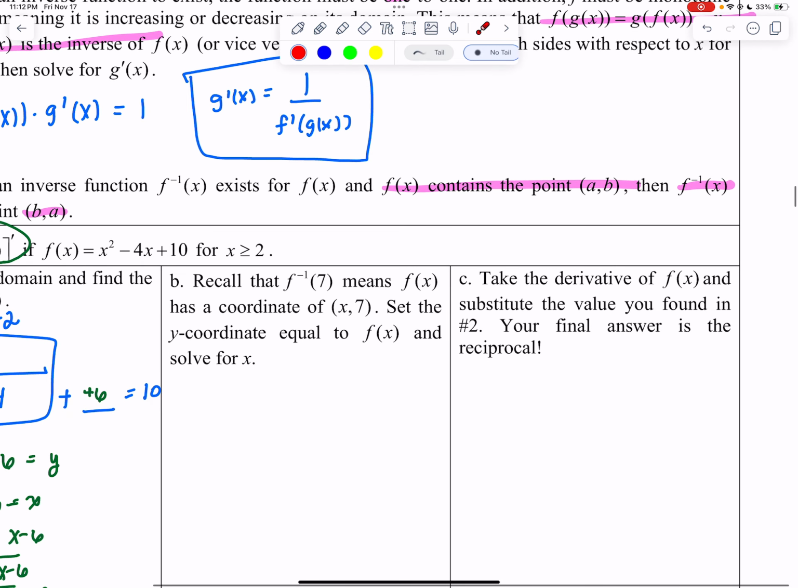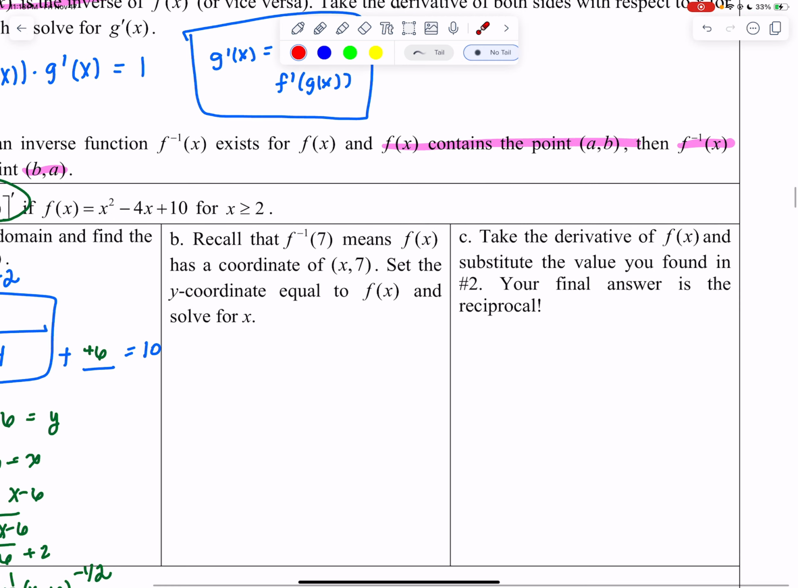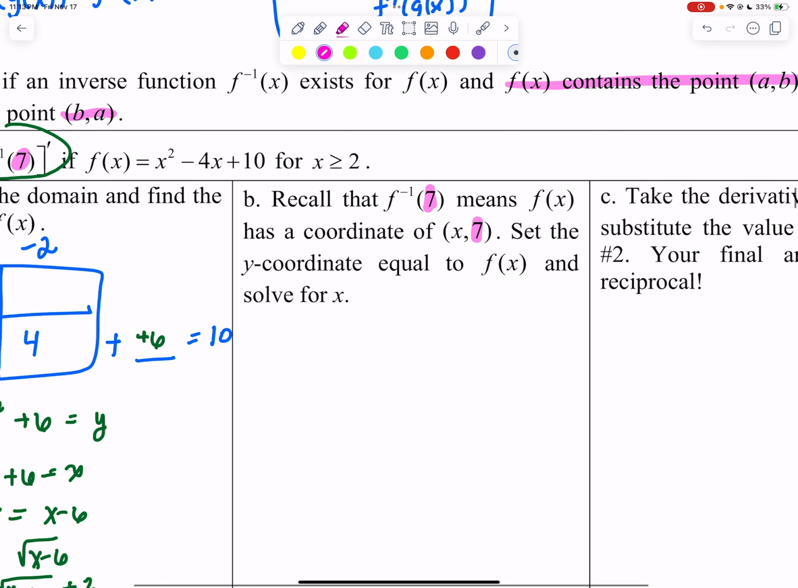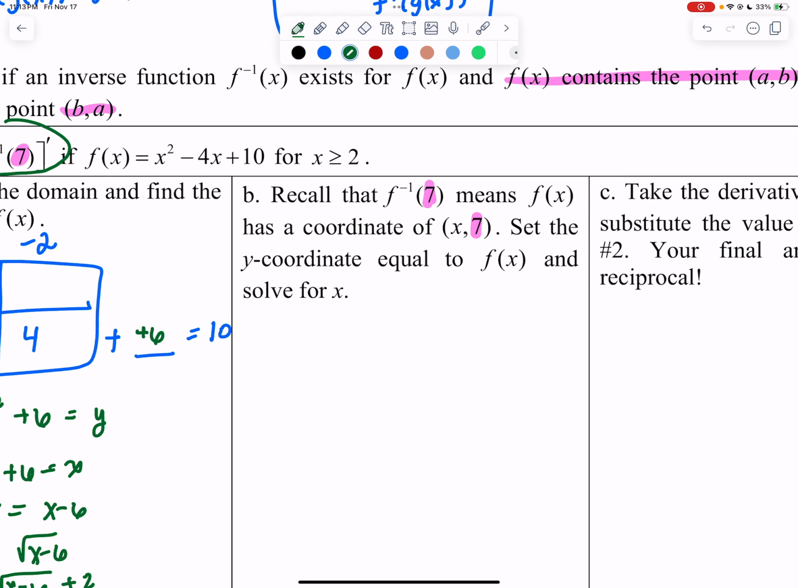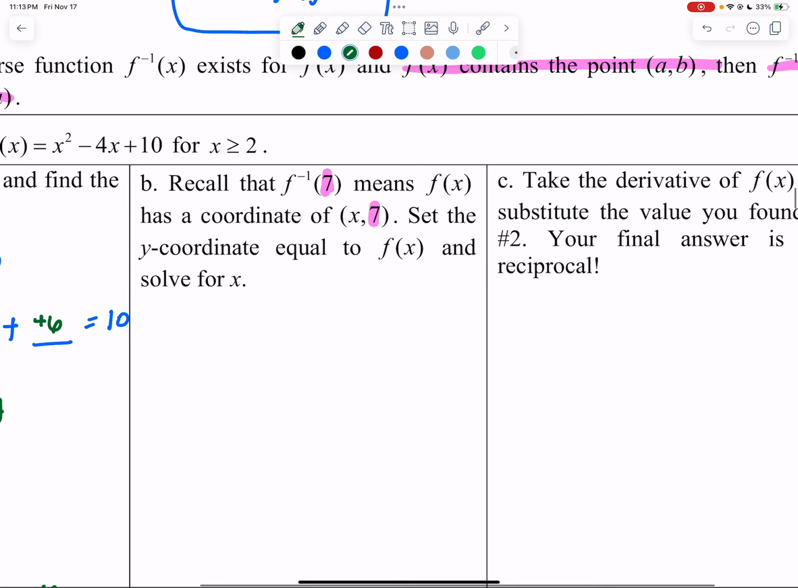So let's look at part B and C together because they go hand in hand. Part B says, recall that f inverse of 7 means f of x has a coordinate of x comma 7, because remember that this represents your y coordinate. So what we're going to do is set the y coordinate equal to f of x and solve for x. Now there's a reason for that.